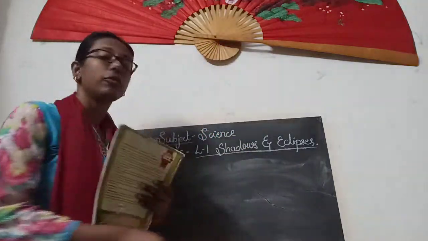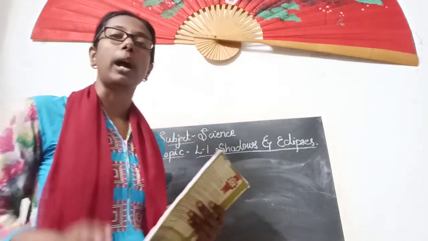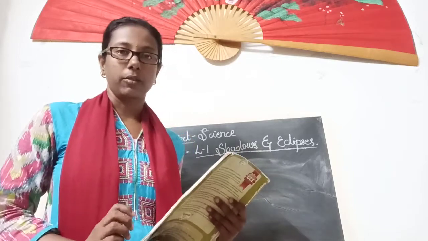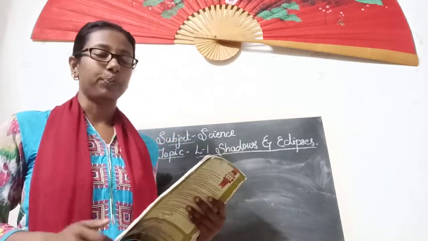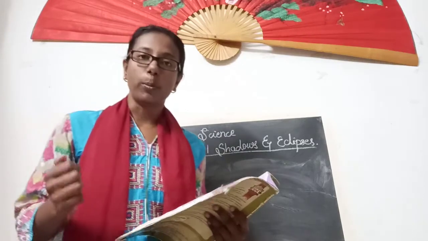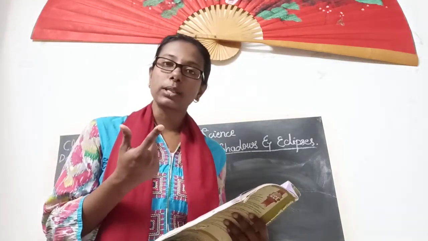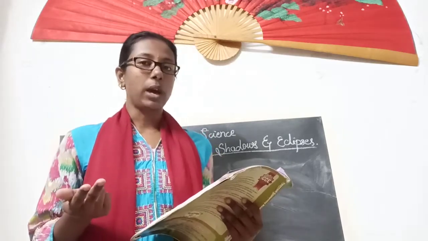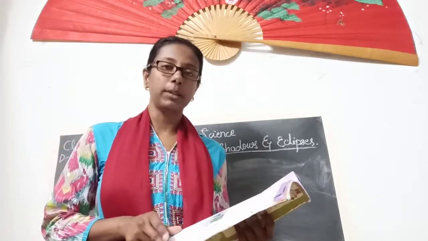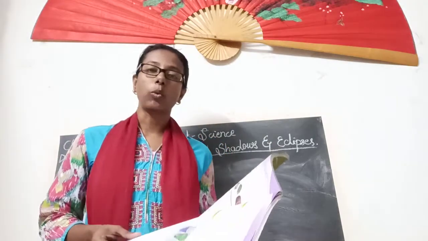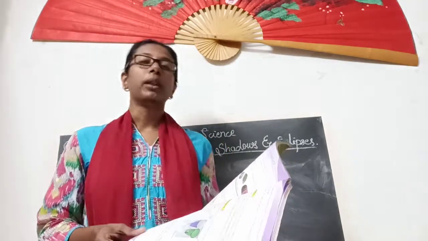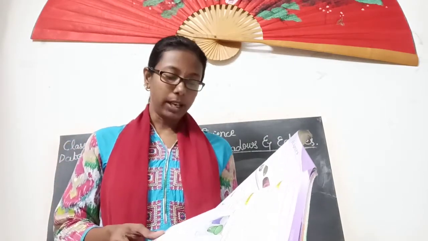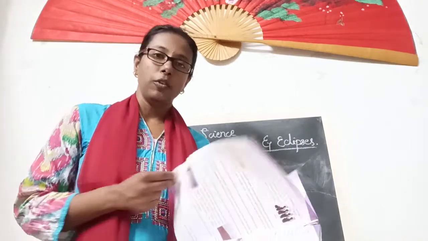For the formation of a shadow, we require three things. These three things are a must for the formation of a shadow. That is an opaque object, a light source, as well as a surface on which the shadow has to be formed. Okay, keep this in mind, children. The three things required for the formation of shadow are a light source, an opaque object, and a surface where the shadow has to be formed.